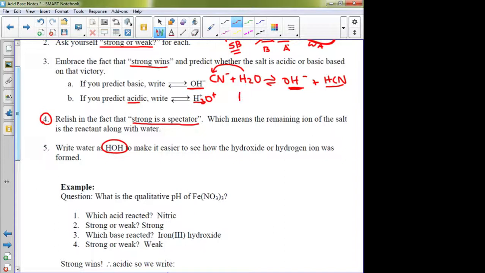Sometimes we like to write H2O as HOH, just because sometimes it's easier to see how that hydrogen got donated, and what I was left over with was the hydroxide. Okay. So it's up to you. I don't mind if you write it as HOH, but on the AP exam, once you get finished with the equation, can you please replace the HOH with H2O? I appreciate it. Thank you.